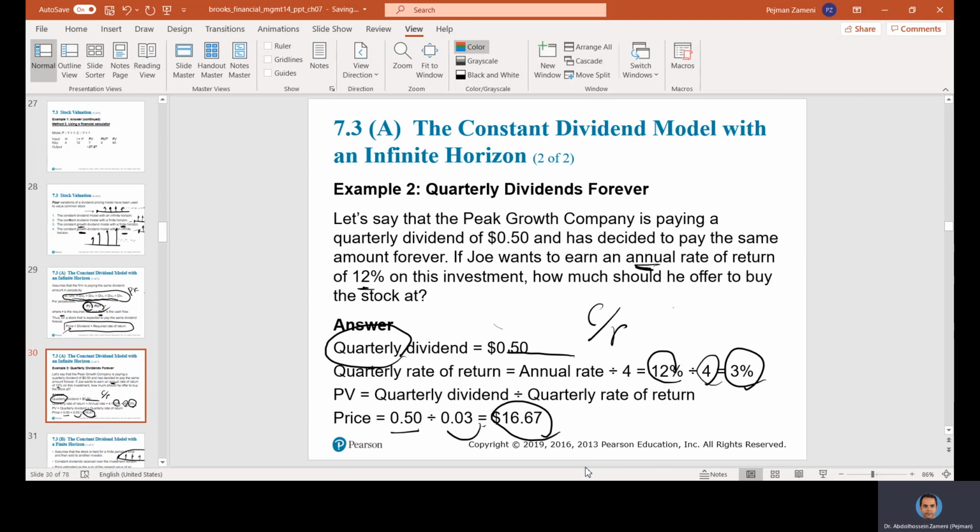First things first, the dividend is paid quarterly, but the required rate of return is annual. Then we need to do some adjustment. Dividend is quarterly, we have it here. But for the required rate of return, the 12% should be divided by 4, which gives us 3%. Then 0.50 divided by 0.03 is going to give us 16.67. That's the intrinsic value of this stock.